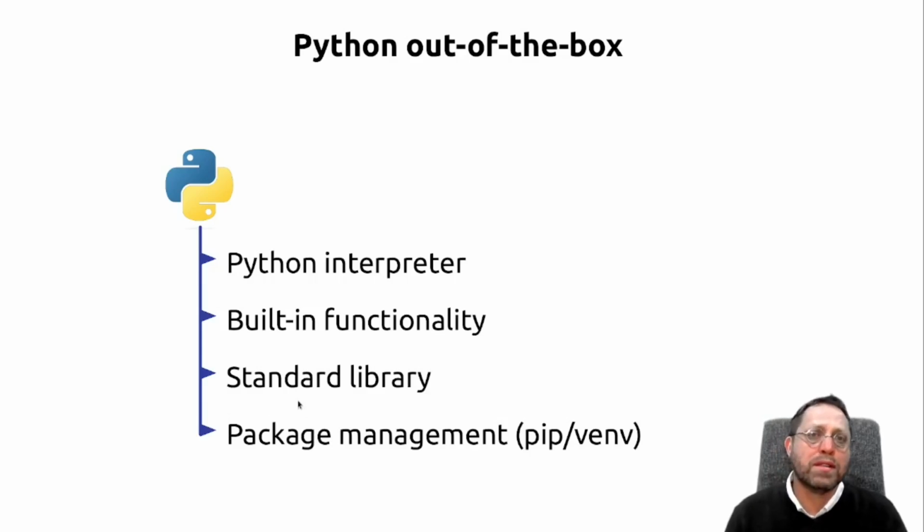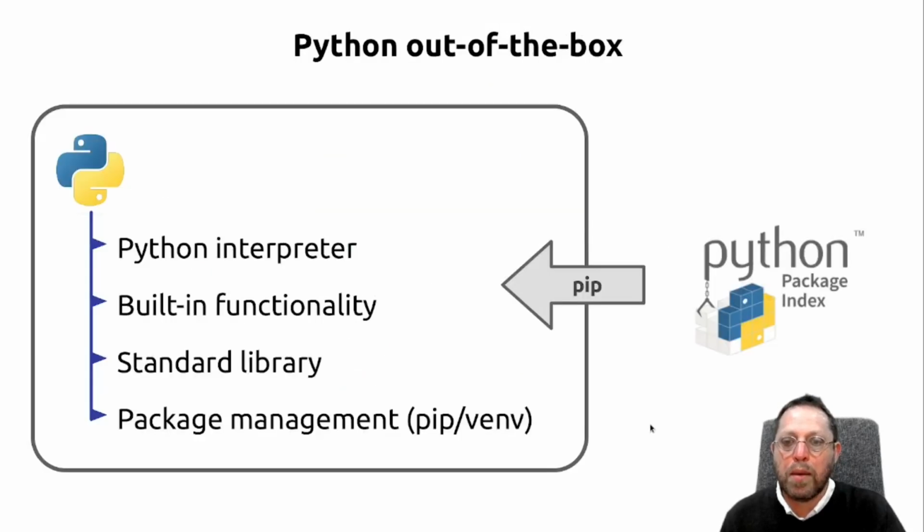Now, of course, it won't include everything that you could possibly want, and so Python, out of the box, provides a package management system with two programs. One is called pip, and the other is venv. We will learn these at the end of the course, but for now I just want to describe what pip is about. So pip is a program that allows you to communicate with the Python Package Index.